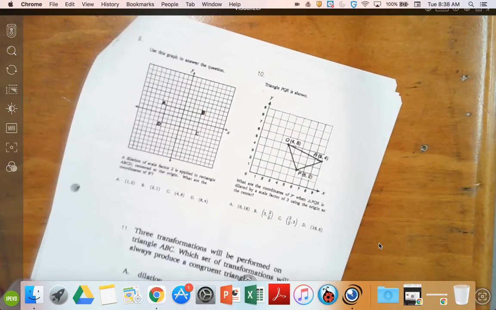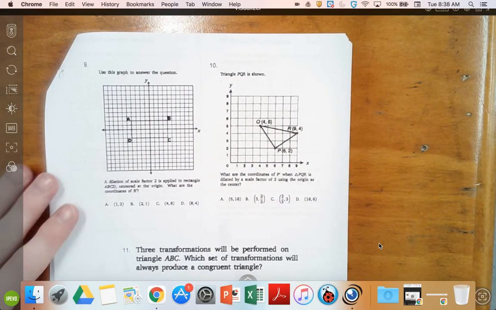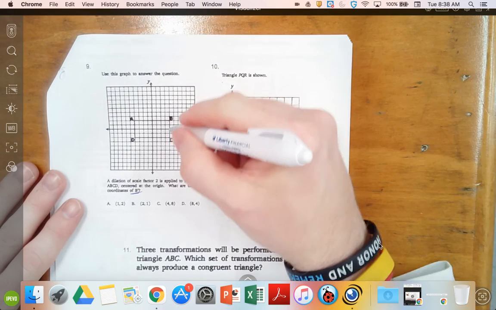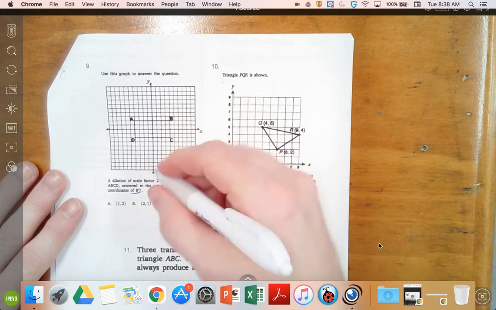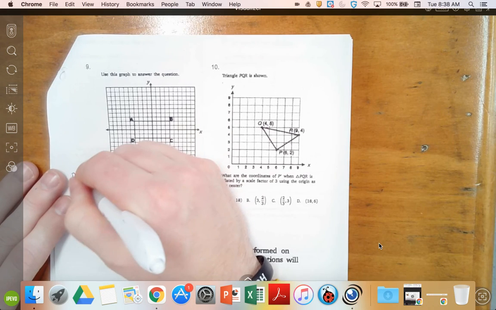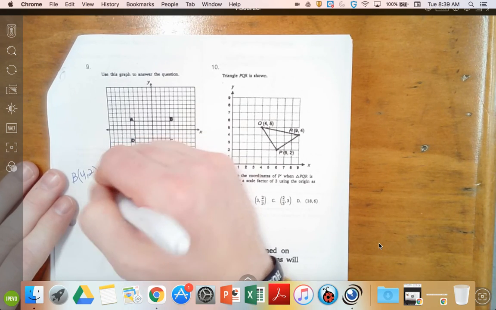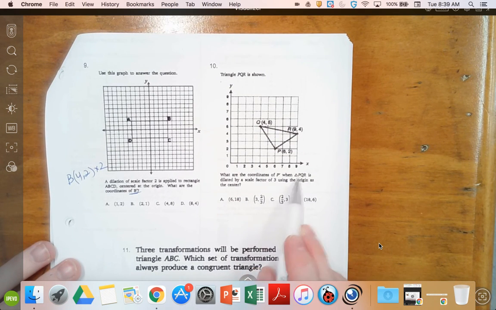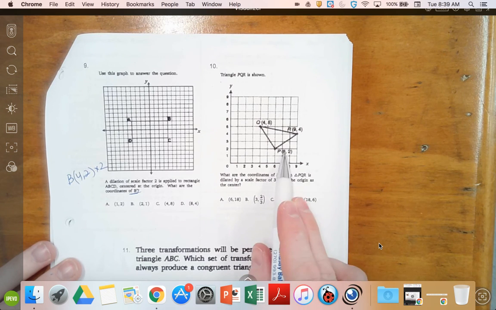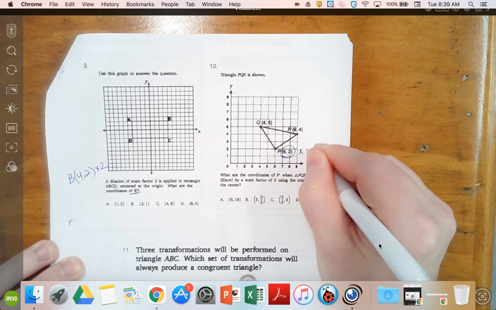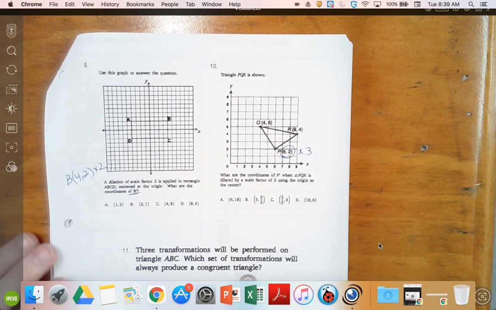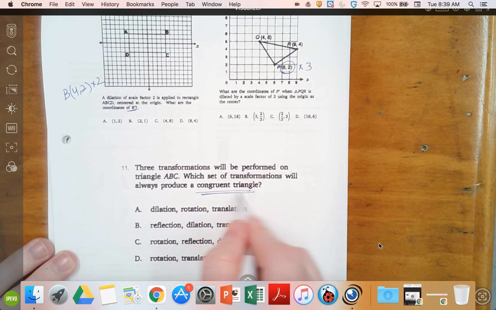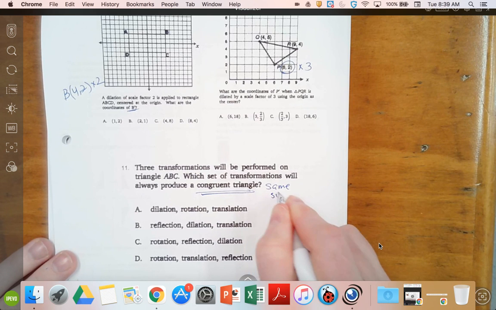The next one here, if your scale factor is 2, what are the new coordinates of B? B here is at 4, 2. If I multiply it by 2, what's my next set? The coordinates of P prime, scale factor of 3. P is at 6, 2, and I'm multiplying that by 3. What would be my new point there? And what are the 3 that give me congruent or same size? They don't change the size. Which ones of these don't change the size?